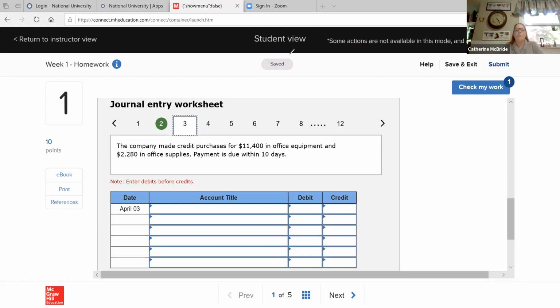And have we paid any cash yet? No, we're going to pay them within 10 days. So they're going to invoice us. So what three accounts are affected? We have office equipment, we have supplies, and then what's that third one when they're going to invoice us? Accounts payable.